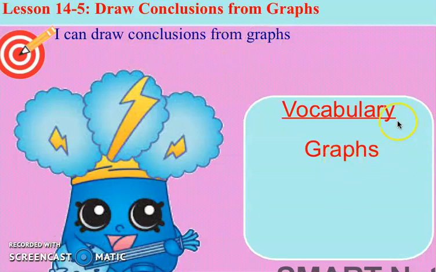And our vocabulary word is graphs. What a graph does is show us different information either using lines or shapes, maybe even colors. They're also known as charts. Now, we are going to watch a video about graphs.